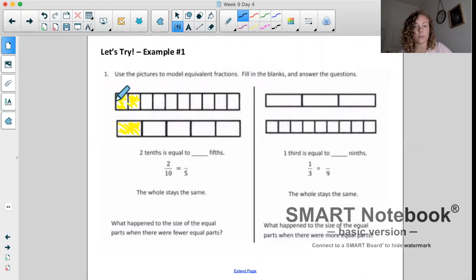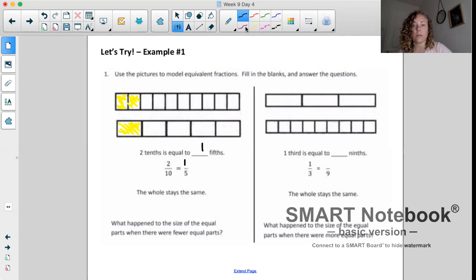So 2/10 is equivalent or equal to how many fifths? It's 1/5, and then 2/10 equal to 1/5 here. The whole stays the same. What happened to the size of the equal parts when there are fewer equal parts? When there are fewer equal parts, there was only one equal part here. It was a bigger piece than these two smaller pieces here.